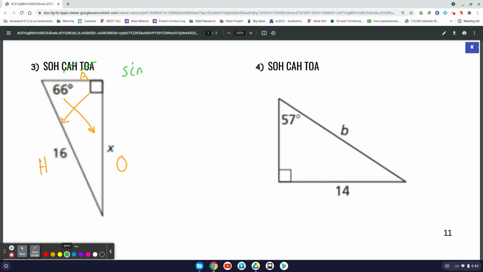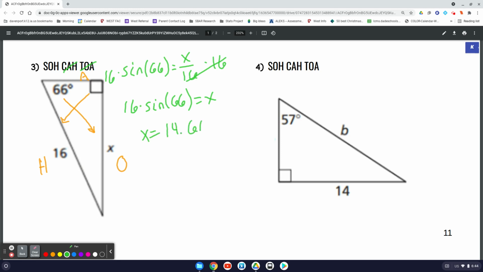So sine of our angle equals O over H, or in this case, X over 16. Once again, fraction, so I'm going to multiply both sides by the bottom. I have 16 times sine of 66 equals X. Well, X is by itself now, awesome. So we're going to type it in the calculator. Type in the calculator, we get 14.617.